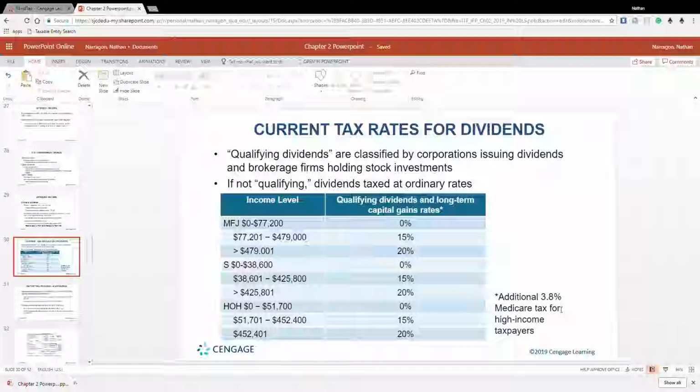Additional 3.8% Medicare tax for high income taxpayers. So, on top of these 20%, if you're making over this amount, you're probably going to be looking at this. Probably more in the higher end of this one also. Usually anything over like 150,000 tends to get Medicare tax on it. So watch out and just know that there's always additional tax if you're more of the higher, the rich kind of person.